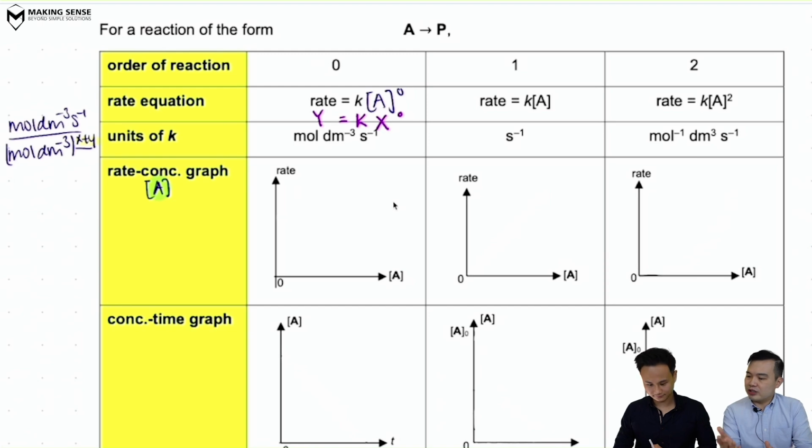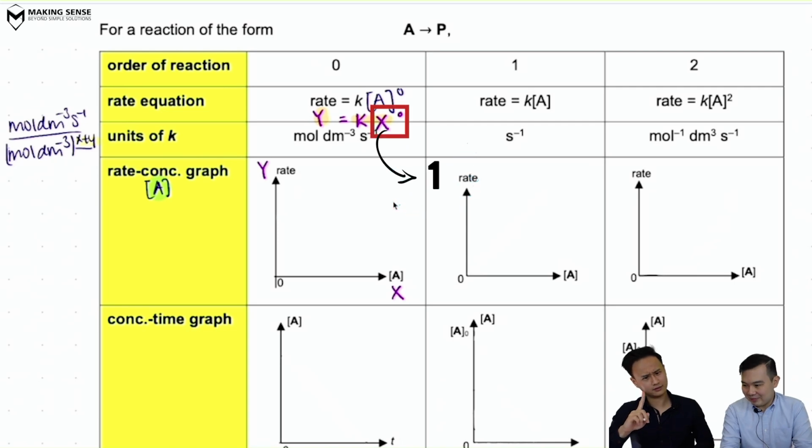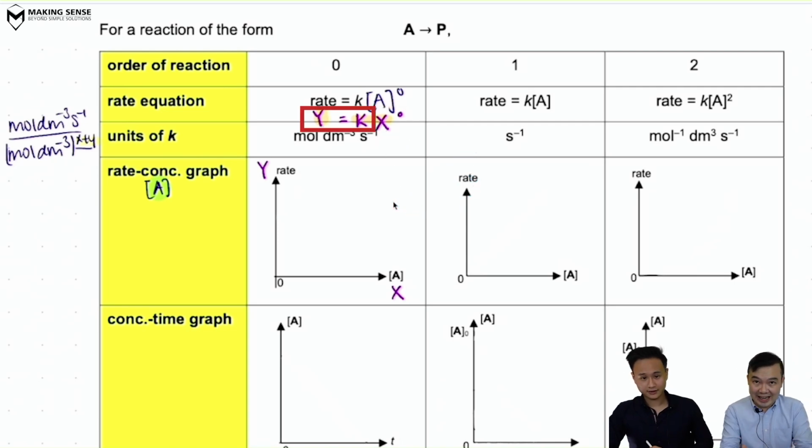If I take a look at the rate equation, I'll replace the rate with y. I'll replace the concentration of A with x. And you notice that for the first equation, y equals k times x^0. Mr. Tim, what's x^0? 1, right? That's right. So you end up with just y equals k. What kind of graph are you going to see? A straight line. Yes, it's a straight line, but you have to be more descriptive. What kind of straight line is this?